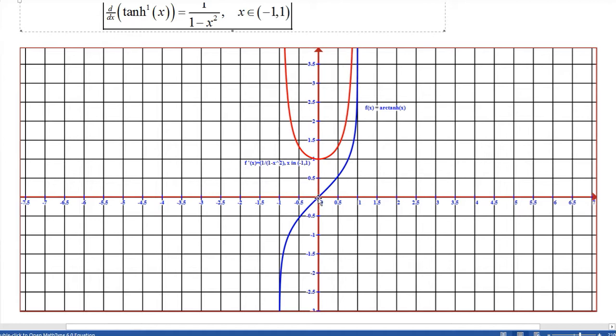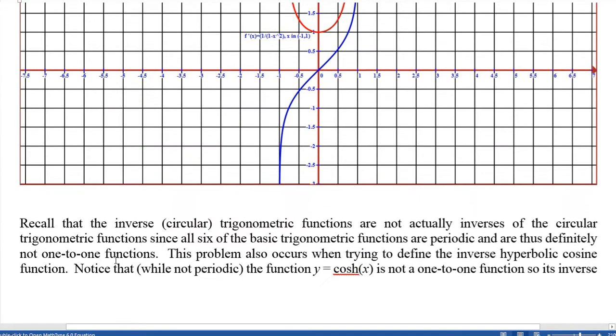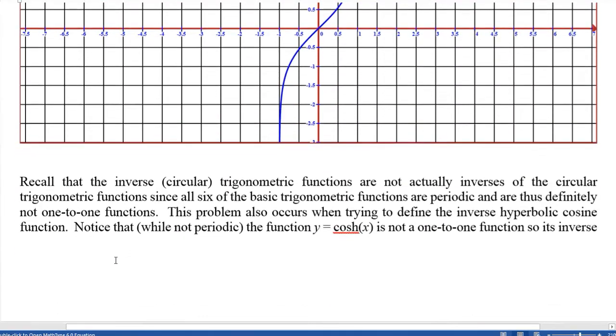We have an inflection point at the origin where the slope is 1, and there the derivative is 1, and that's a minimum value. 0, 1 is a minimum point on the derivative graph. So everything seems to check out. You can check that with your calculator yourself.